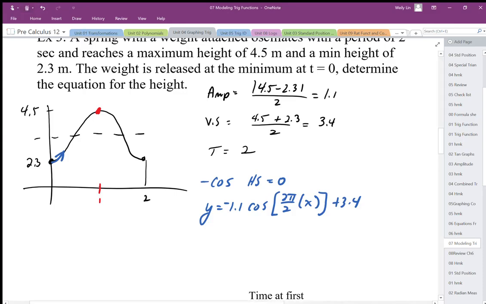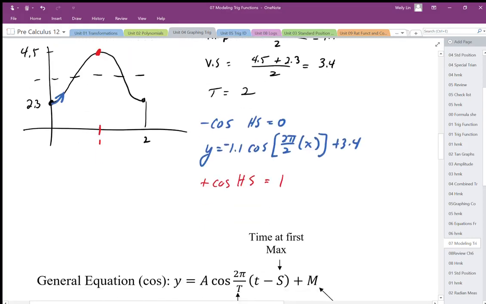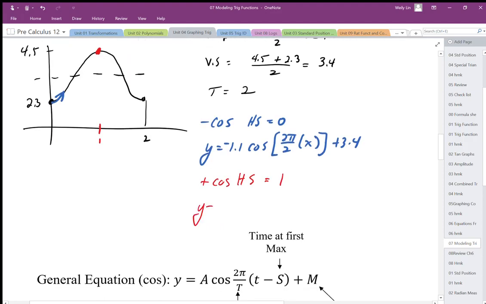Now the alternative would be I could use a positive cosine function, and my horizontal shift would equal 1. So the difference is we end up with this 1.1 positive instead of negative, but everything else remains the same. 2 pi over 2, x minus 1 plus 3.4. Okay, so there it is. I can use that shift or that shift depending on if I want to use the upside down cosine or the right side up cosine graph.